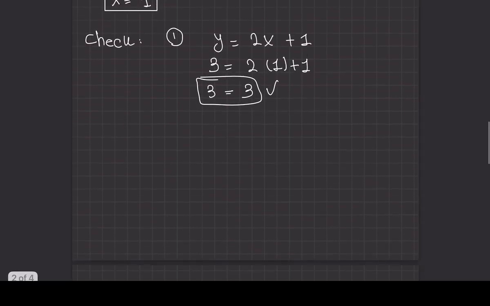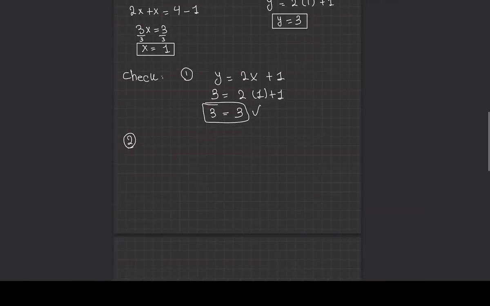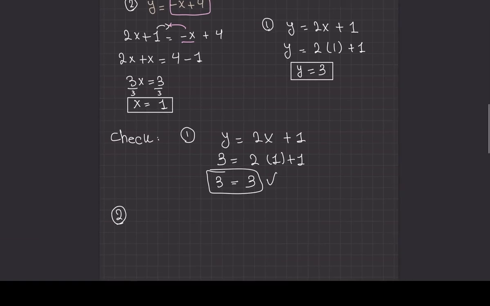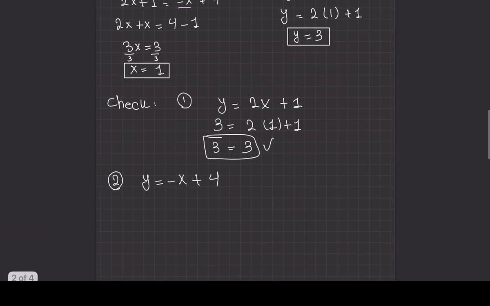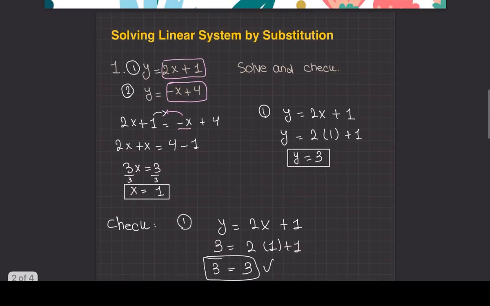Then I'm going to substitute in the second equation, which was y equals minus x plus 4. Instead of y, I'm going to write down 3. I'm going to keep the minus here. x is 1, plus 4. 3 stays the same. Minus 1 plus 4 is 3. So you see both numbers are equal and they are correct. So that means the numbers we found are correct.